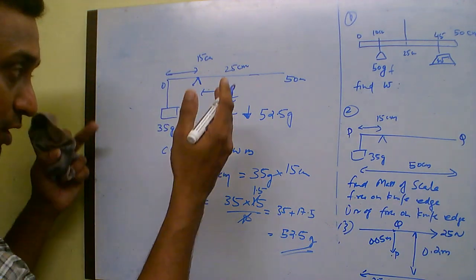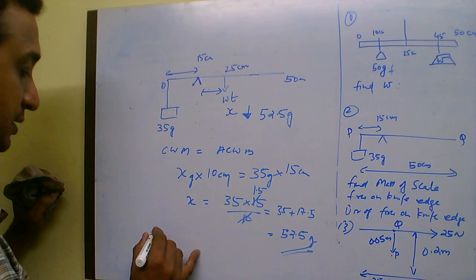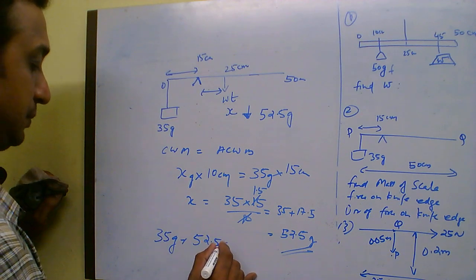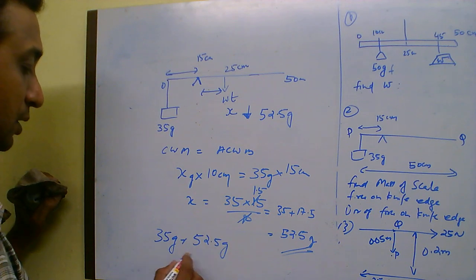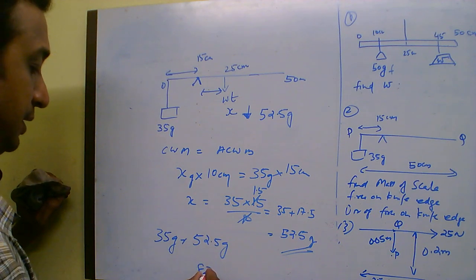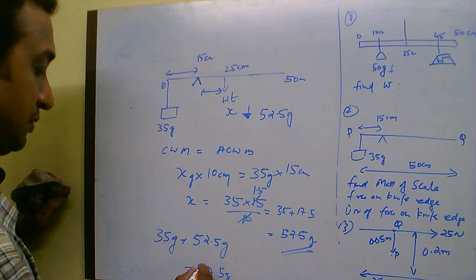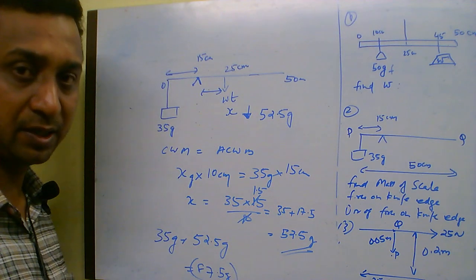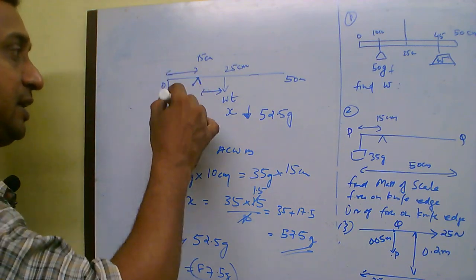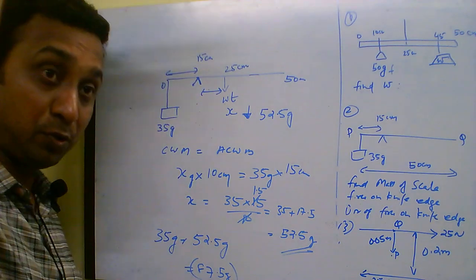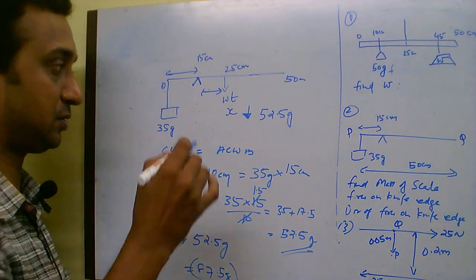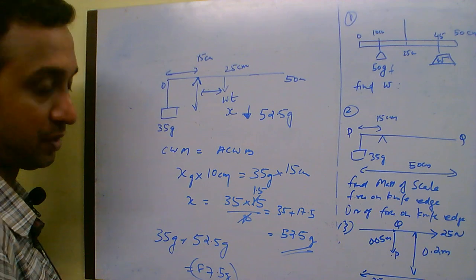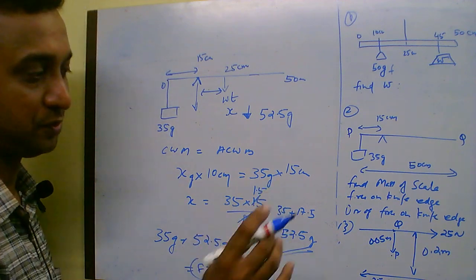Force on the knife edge is how much weight it is experiencing, that is 35 grams plus 52.5 grams. So you will have 87.5 grams as the force experienced at the knife edge. In which direction does it experience it? Obviously the knife edge is pushing upwards, but what does it feel? It feels the force downwards. So in the downward direction it experiences this force. How much? 87.5 grams. So this is how you have to solve that problem.